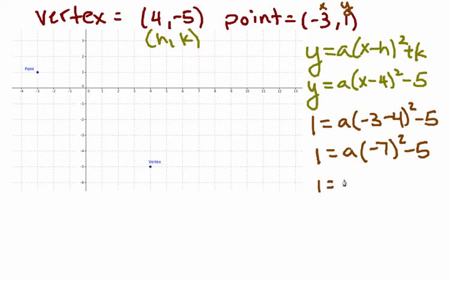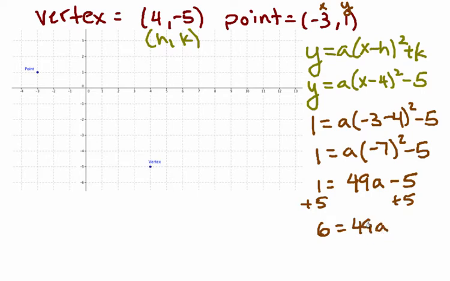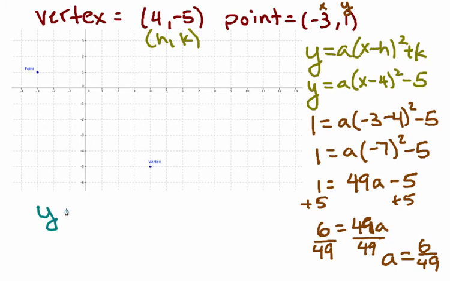-7 squared is 49. So a times 49 I'll write as 49a minus 5. Add 5 to both sides. 6 equals 49a. Dividing by 49 on both sides, we get that a equals 6/49. That means that in vertex form, our equation is y equals 6/49 times (x minus 4) squared minus 5.